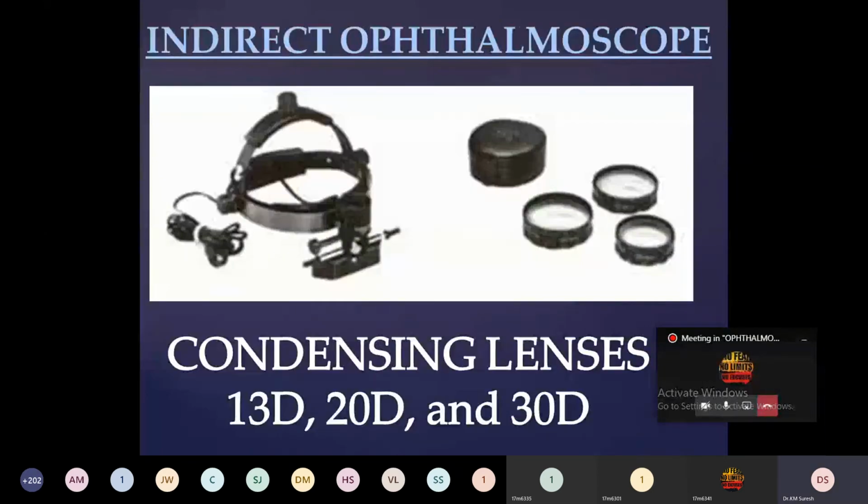This is the picture of indirect ophthalmoscope. You know very well that indirect ophthalmoscope has a headset on your left hand side. On the right hand side you see 3 lenses. These are referred to as condensing lenses. Indirect ophthalmoscope should have both bright illumination and the condensing lenses to visualize the posterior segment. 13D lens, 20D lens and 30D lenses are usually used. Very frequently used lens is the 20D lens. So if you are asked which is used in your hospital and your eye specialist uses, you normally mention 20D lens. We don't use 13D and 30D lenses. We use most of the time 20D lenses.